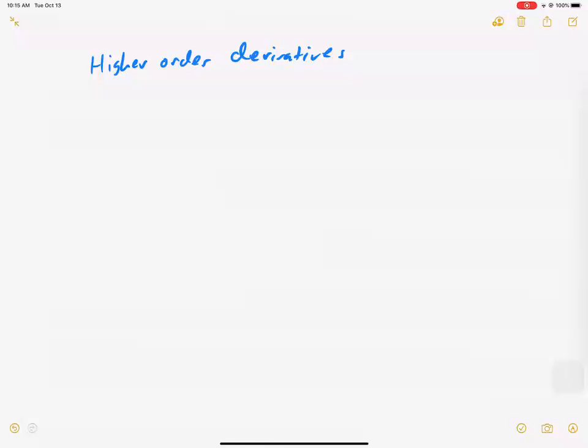Okay, sorry about my terrible writing, but we're going over higher order derivatives. All that means is you're going to now take derivatives of derivatives. It's like rinse, wash, repeat. Okay, so here's my example.